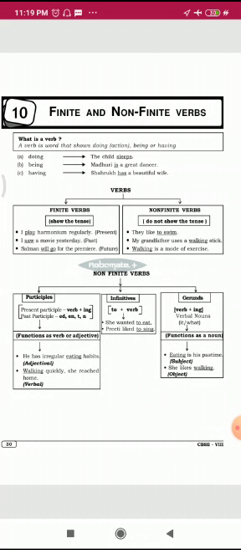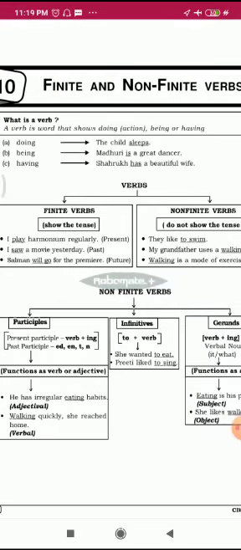So my first question is, children, what is a verb? If you zoom in, you can see it there. A verb is a word that shows doing, being or having actions. In simple words, we can say a verb is an action word. Whatever action we do, that is called a verb. Some examples: doing, being, having.